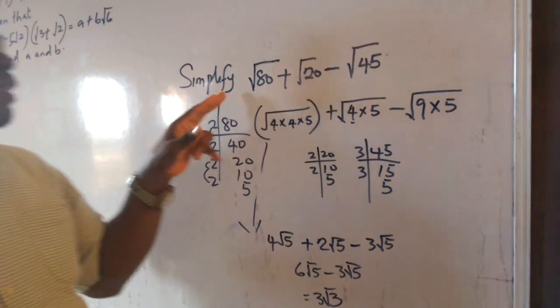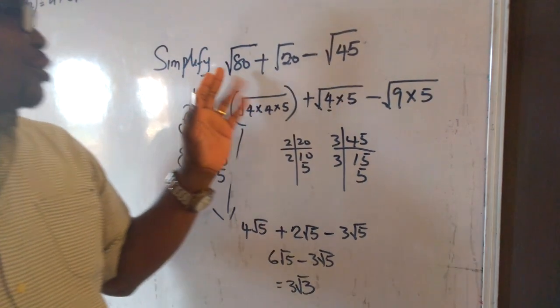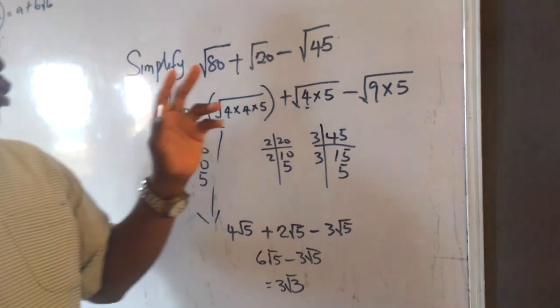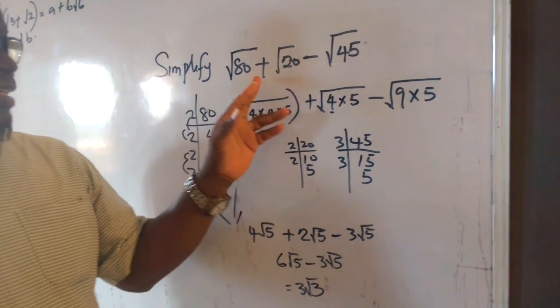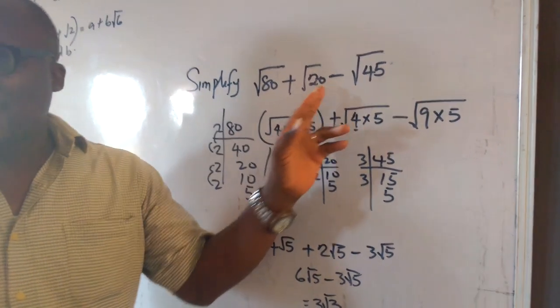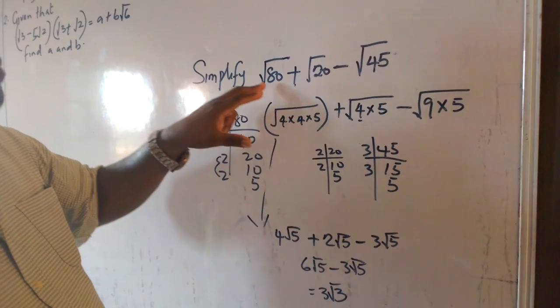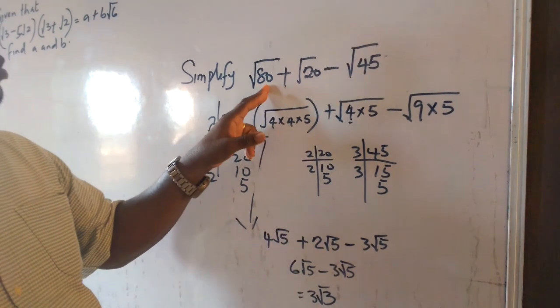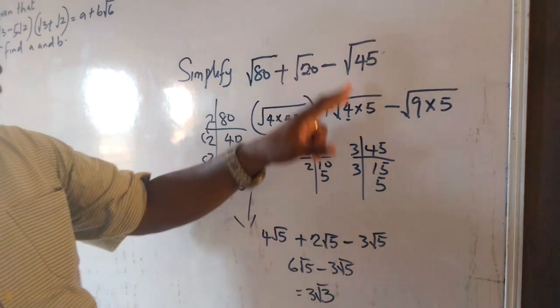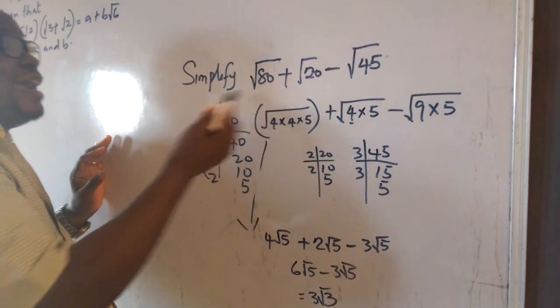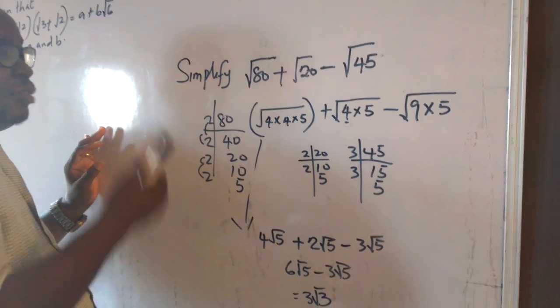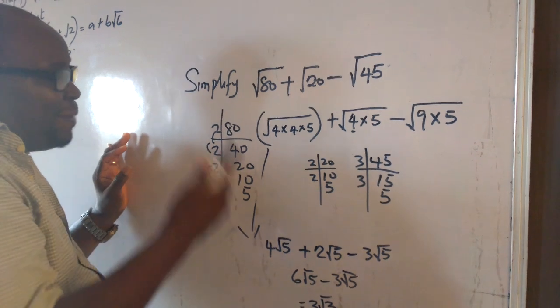We want to simplify this surds expression that has addition and subtraction in it. So how do we go about it? We look for the best possible way to simplify these values, the 80, 20, and 45. For me to simplify 80, for instance, I look for the factors that make 80.